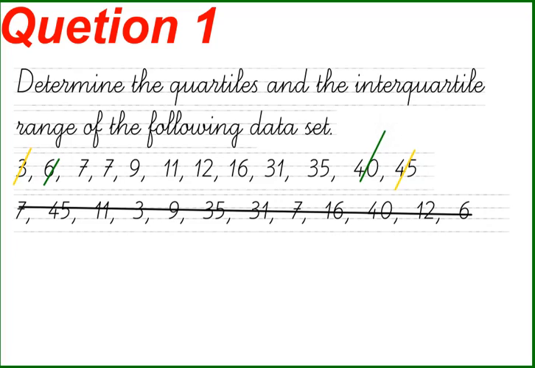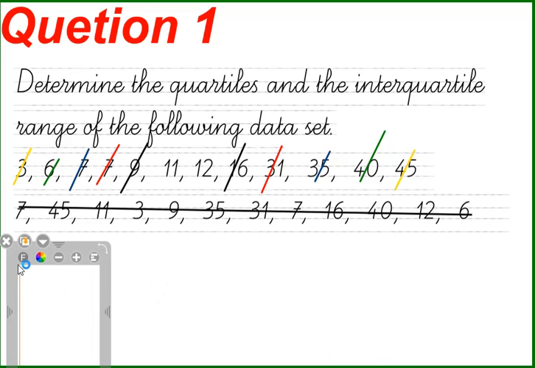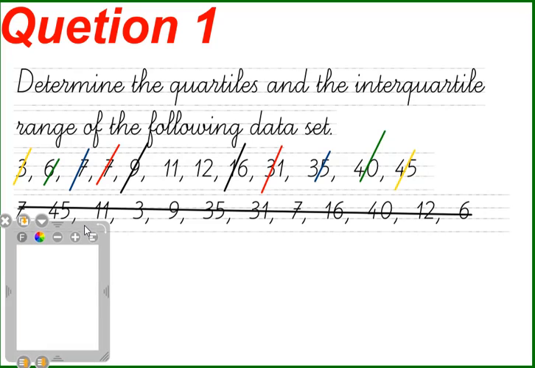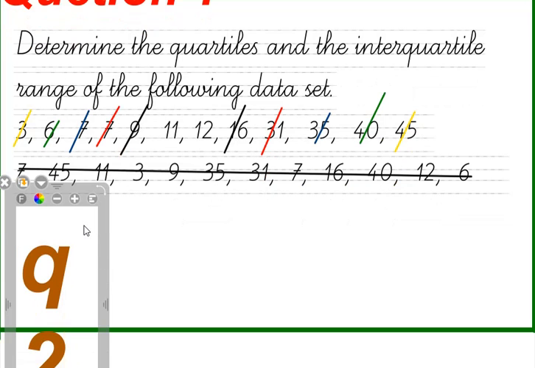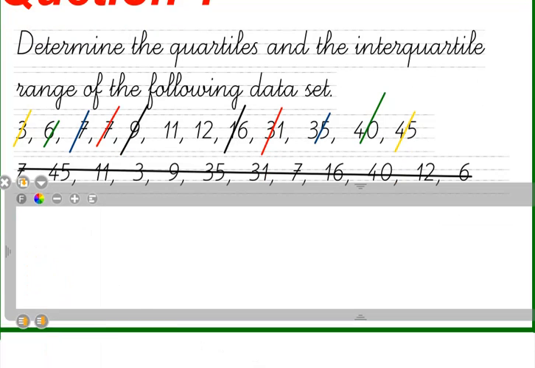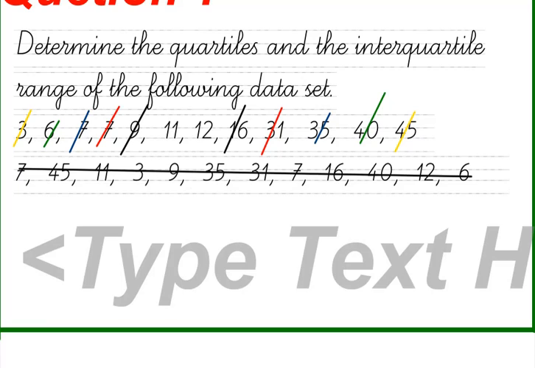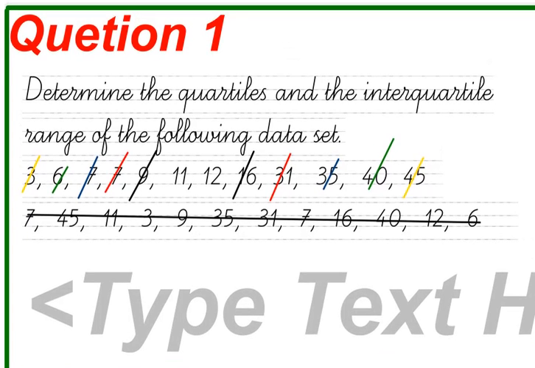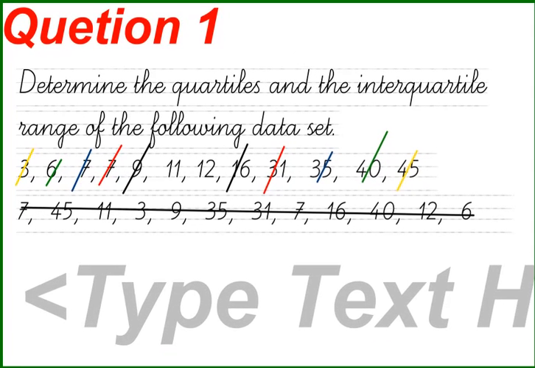We keep going in an inward direction. And we can see that our two middle numbers are 11 and 12. So we get the Q2, and we all know how to get that. So that's Q2. Okay, my bad. Sorry about that. Just fix it.